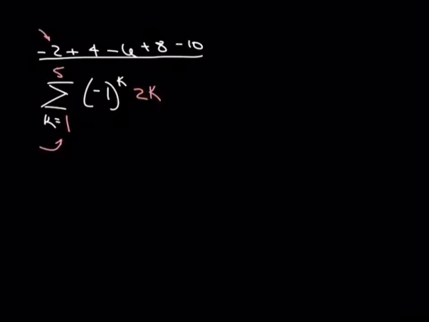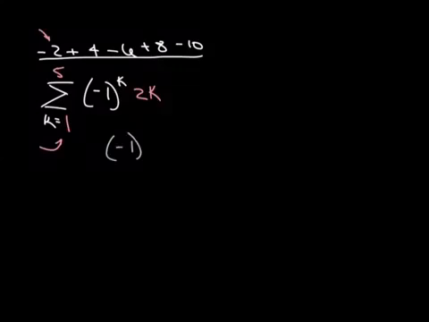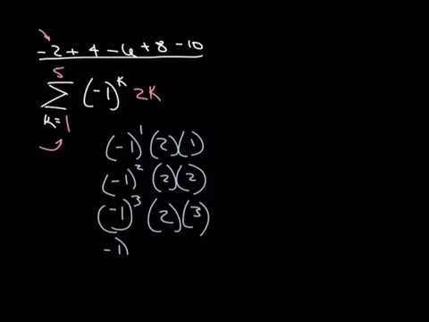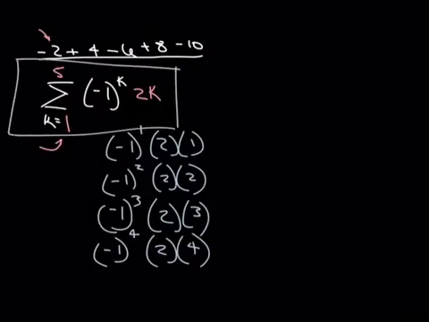Okay, is this too abstract? Do I need to actually show this? Negative 1 to the first power. Okay, negative 1 squared. Negative 1 cubed. Negative 1 to the fourth. Okay, so this ends up being the formula I want in order to make that work.